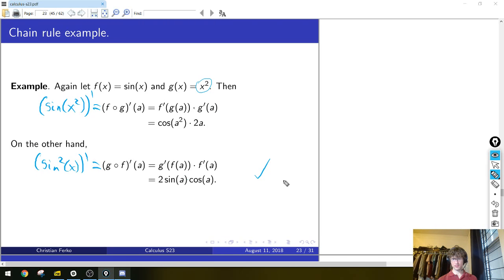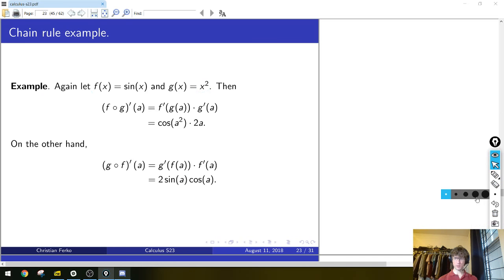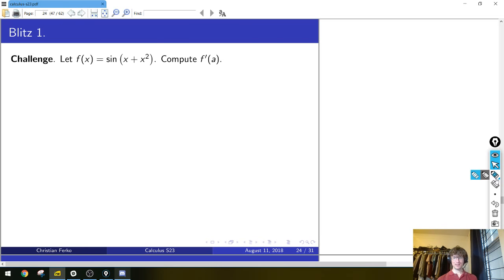I have no questions. Alright, now we'll see how quickly you can blitz 4 examples where you have to use some combination of those rules. So, well, hopefully you remember them all. Let's go. First one, chain rule example. Sine of x plus x squared. How do I differentiate this?